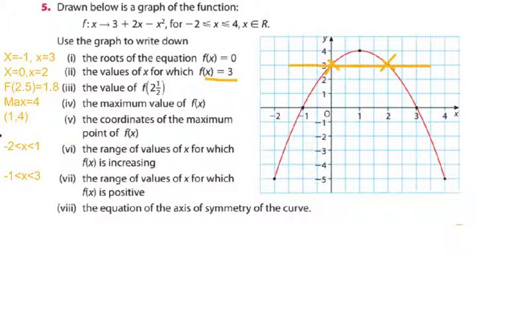And the last part of this question is, what is the equation of the axis of symmetry of the curve? Well, the axis of symmetry goes through the maximum or the minimum point. So this green line is the axis of symmetry. If I was to rotate this function around this line, you'd get exactly the same thing. It's a symmetrical line. It's the axis of symmetry.